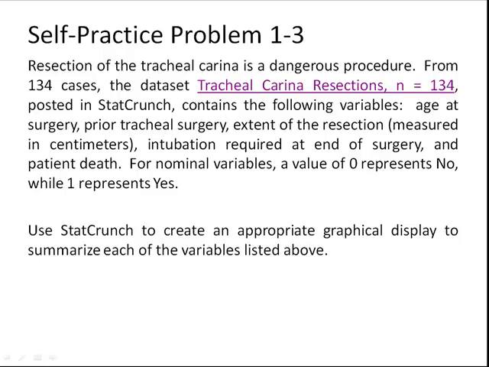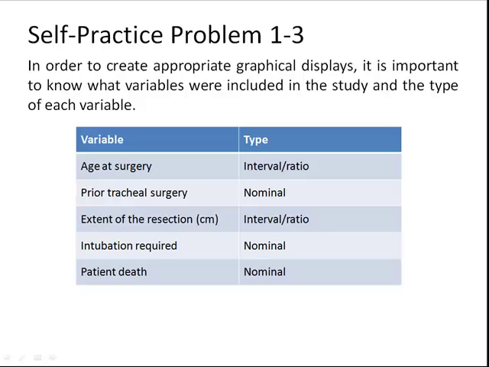So in order to do this, one of the first things you've got to figure out is what variables are actually in your dataset. So if you look at the following table, we have the list of variables that were reported and also what type of variable this is. So we have age at surgery, which was an interval ratio variable. Prior tracheal surgery was nominal, because in that case, patients reported yes, they had had the surgery, or no, they had not. The extent of the resection was a value that was measured in centimeters, which results in interval ratio data. And the last two variables were also nominal in nature: whether intubation was required, again that's a yes-no response, and whether or not the patient died.